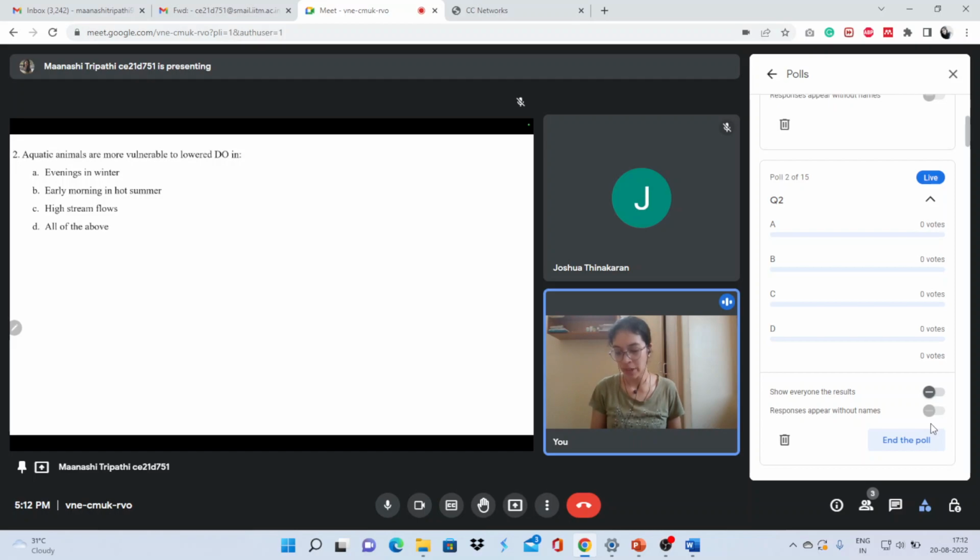Aquatic animals are more vulnerable to lower DO in evenings in winter, early mornings in hot summer, high stream flows, or all of the above. First of all, we need to know two very important things. One is photosynthesis. Photosynthesis leads to the production of DO during the daytime, and at night time it takes up the DO. DO means dissolved oxygen.